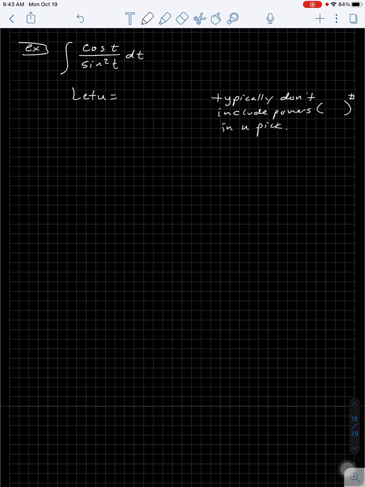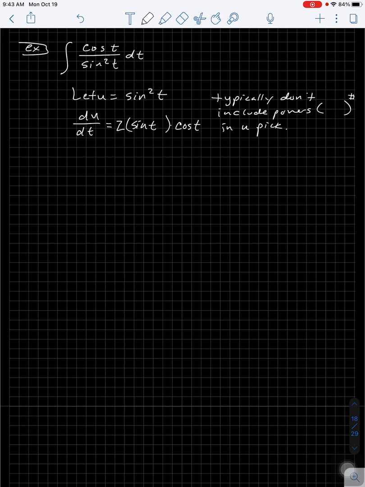Okay, and here's why. I'm going to do this problem actually a couple of wrong ways and kind of show you what happens. Let's say, for example, we wanted to let u be sine squared t. So I decided to include that power in what u equals. Well, then du is now a chain rule. So this is going to be the derivative of the outside function evaluated at the inside function times the derivative of the inside function.